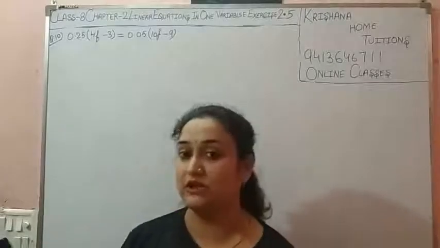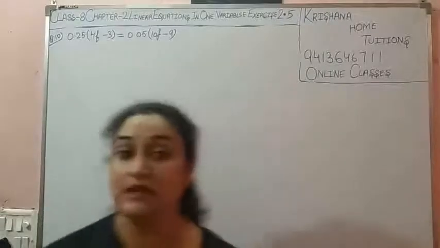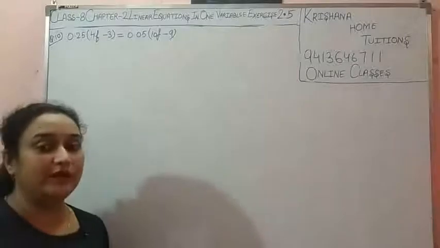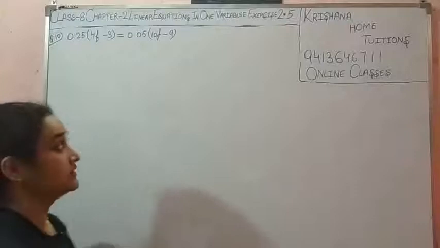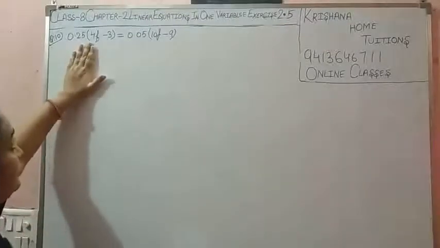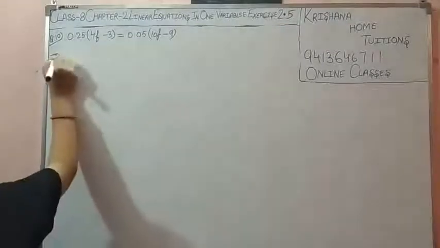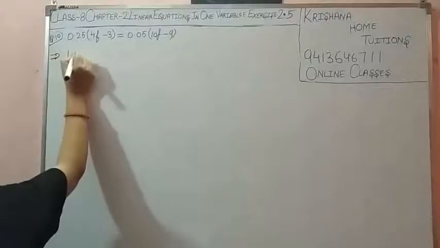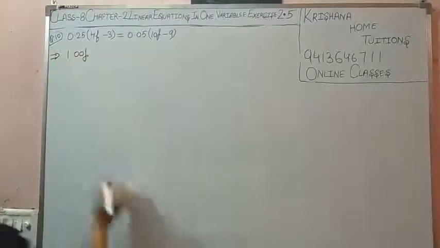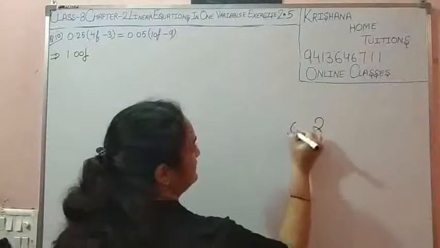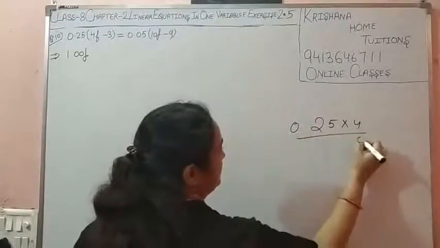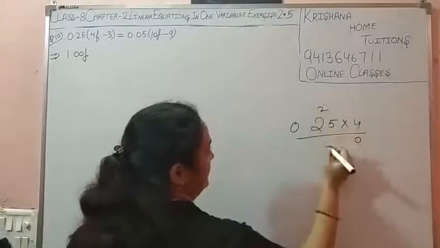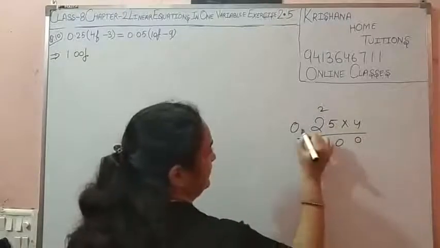The last question of this exercise is in decimals. I hope you all know how to multiply decimal numbers and how to divide decimal numbers. So I am multiplying 0.25 with 4. So 0.25 times 4 is equal to 1.00. Here children, you can see 0.25 multiplied with 4: 4 fives are 20, 4 twos are 8, and 1 two is 10. The decimal will be put here.